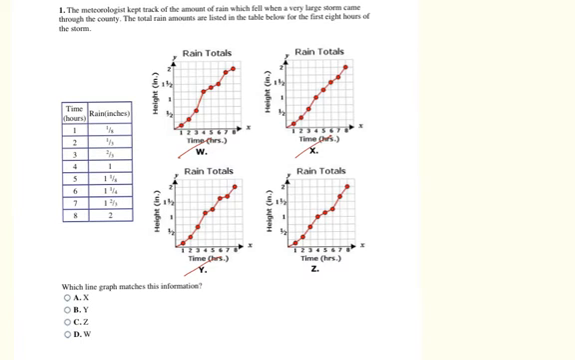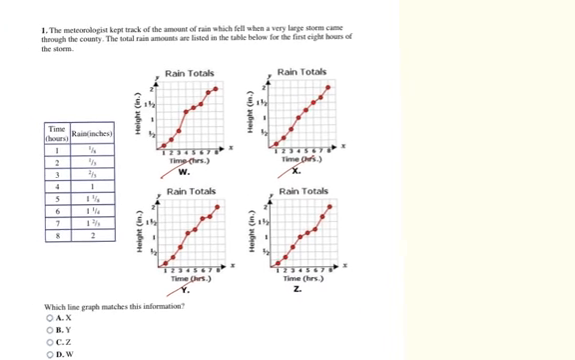So 1 1/8, 2 1/3, 3 2/3, 4 1, so far so good. 5 1 1/8, 6 1/4, excellent. 7 1 2/3, and 8 2, all those points do check out. So my final answer is going to be Z, which is choice C.